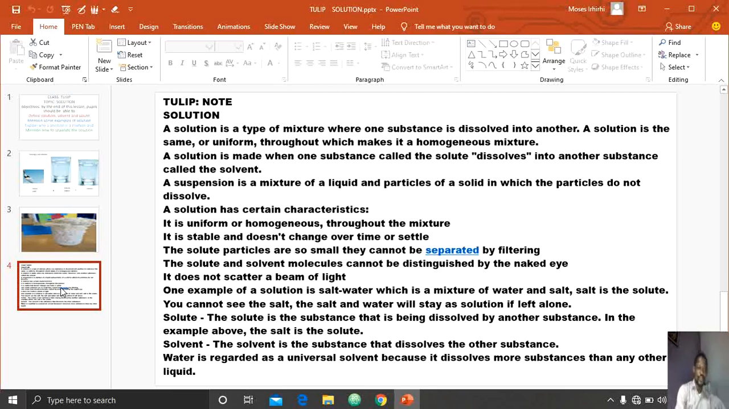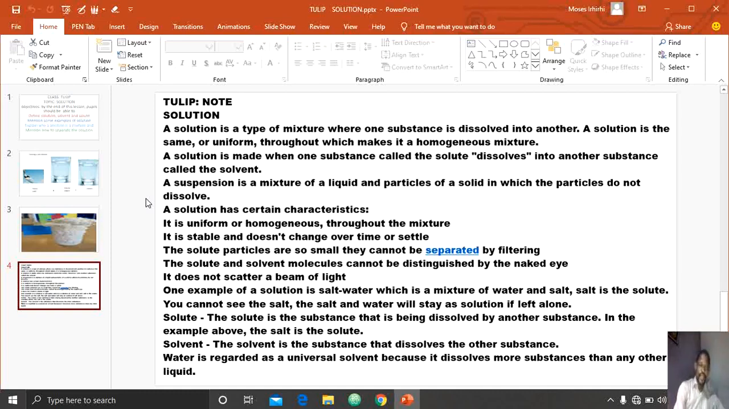It is also stable, and the solute particles are so small they cannot be separated using a filter paper, meaning if you pass the mixture through filter paper, you will not have solute on the filter paper. It will all pass through the pores of the filter paper like a single solvent.